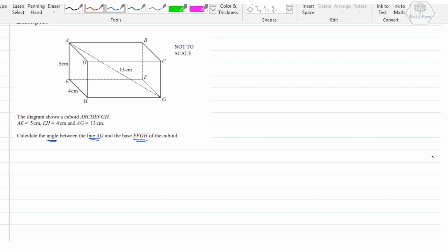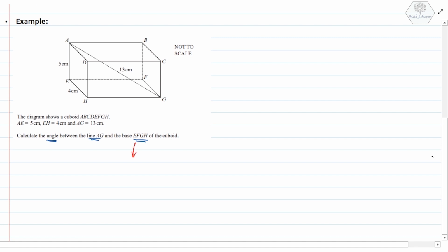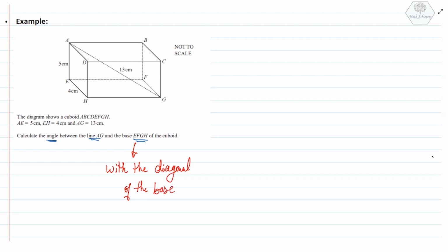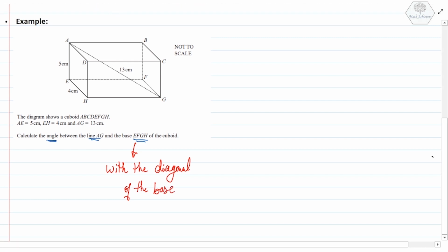Always, when we want to find the angle between an inclined line and the base, we take it with the diagonal of the base. So we have to draw a diagonal extending from E to G. This would be a 90 degrees angle, and I want to find this theta.